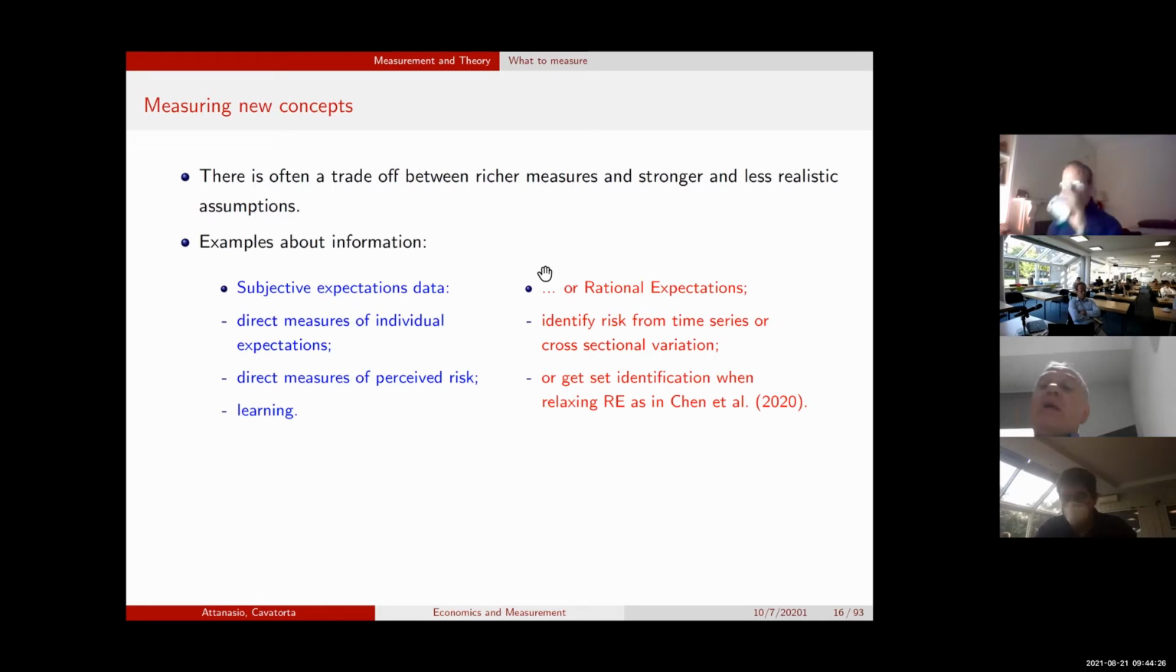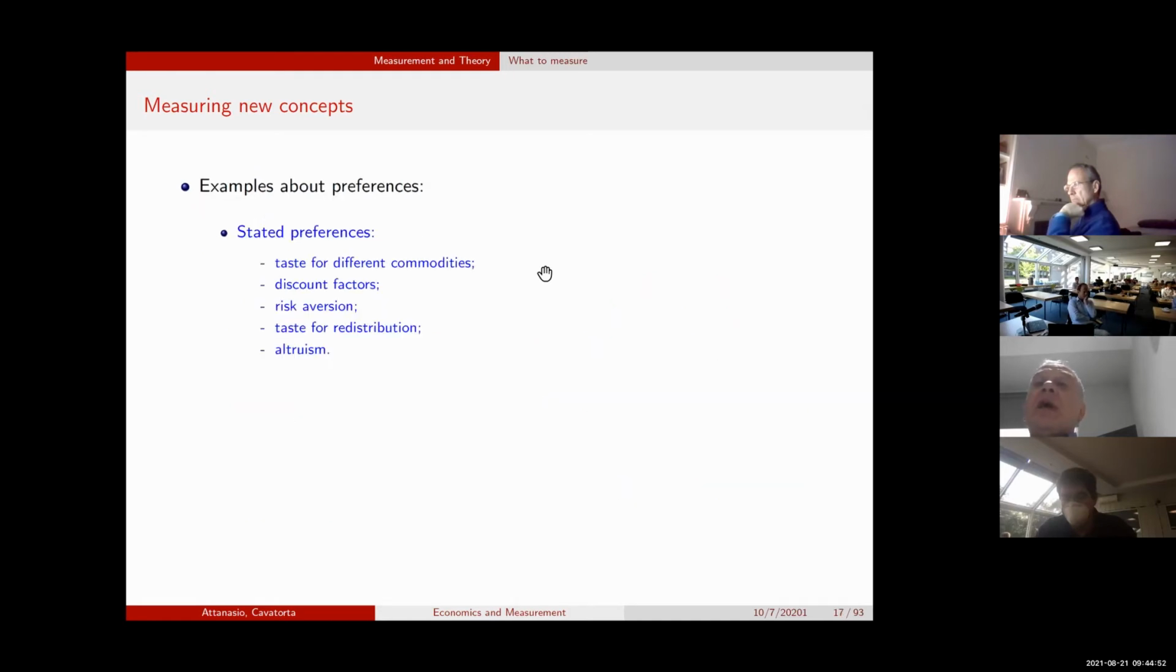Or there's a recent interesting paper by Chen, Hansen, and Hansen that gets set identification in a model in which you relax rational expectations. You can have data on beliefs about processes, like we did yesterday, or you assume full knowledge of relevant processes. You can have stated preferences, and we can try to infer a taste for different commodities, discount factor, risk aversion. Colin Camerer would go into people's brains to measure risk aversion.